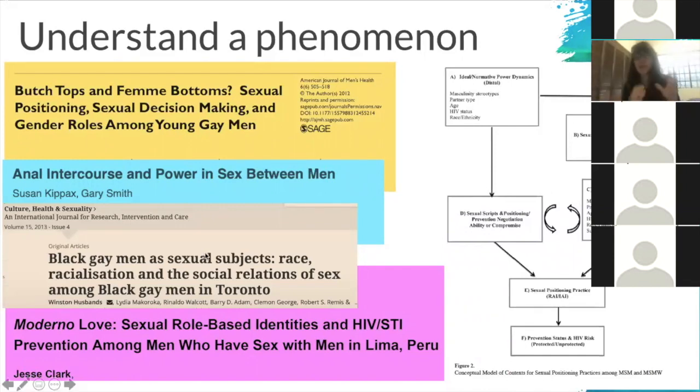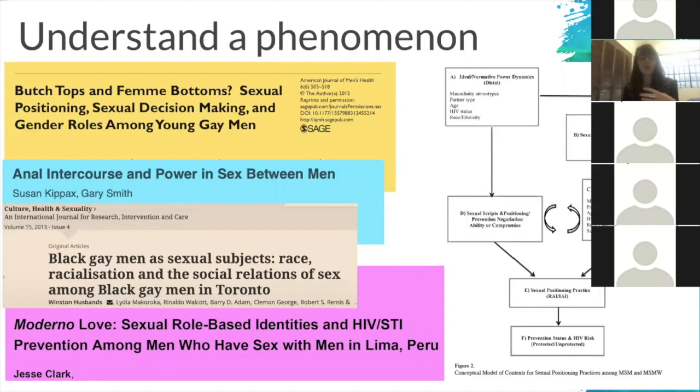So for example, in Mexico and Peru, where this has been studied in quite a bit of depth, it was shown that most men were either exclusively insertive or exclusively receptive, and that a smaller proportion had a versatile role. And those were named either modernos or internacionales. So as you can see, more progressive, modern, fashionable behaviors compared to the more traditional segregation of roles.